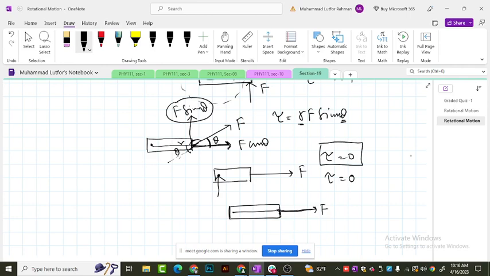In the second case, if I apply the force at the rotational axis itself, then r is 0, right? Then the torque will also be 0. In the two situations, if the angle is 0, then the torque is 0, and if r is 0, then definitely the torque will be 0, according to the equation I wrote over here. Alright, fine. Let's go forward.